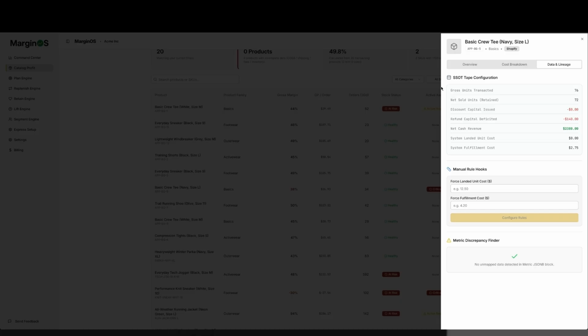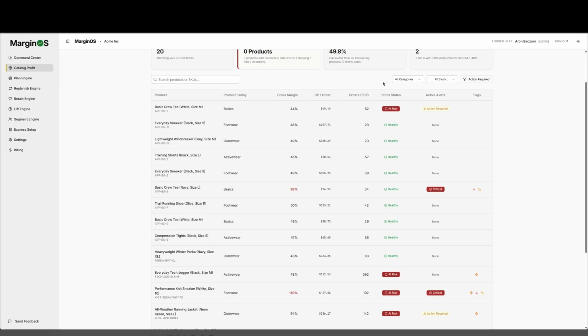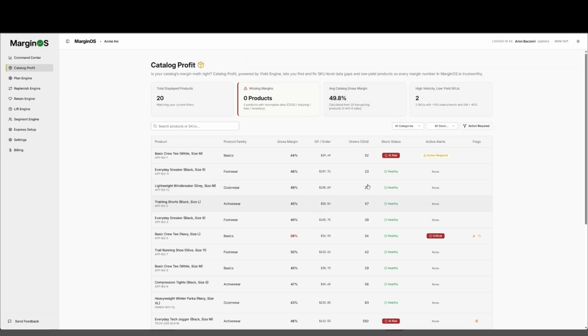All this without 5 tools and 3 spreadsheets. Spend 30 to 60 minutes here on the top offenders, and every margin decision you make back in Command Center is built on real landed cost and real refunds, not guesses.